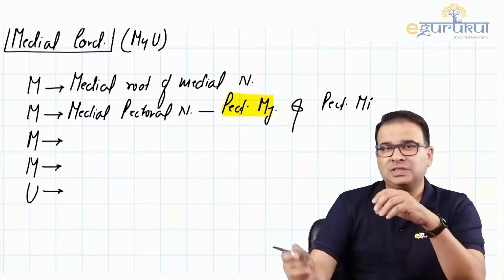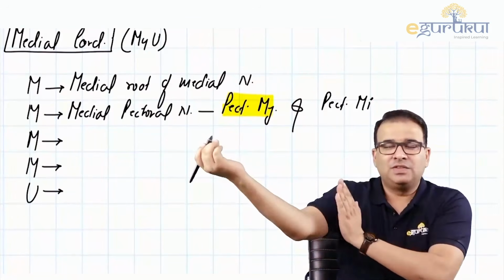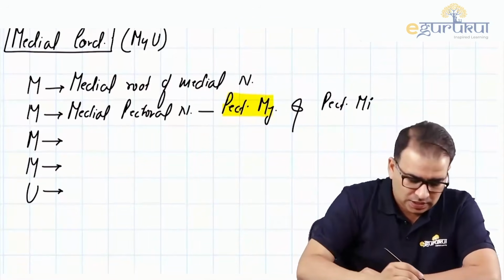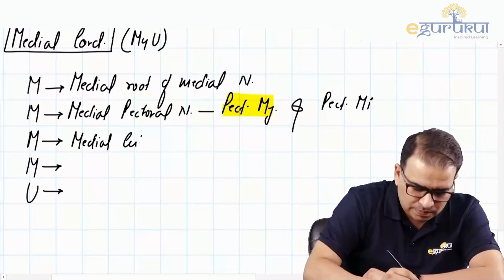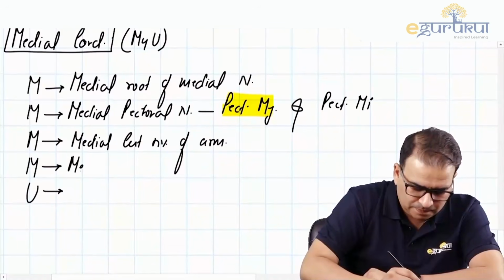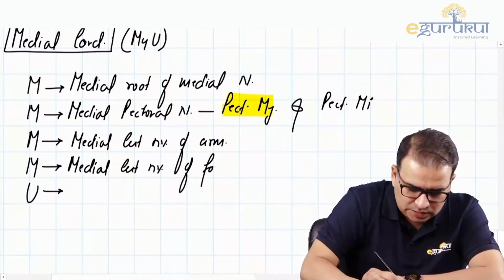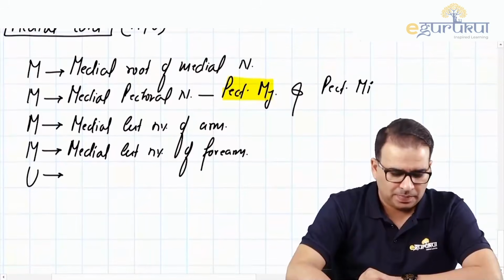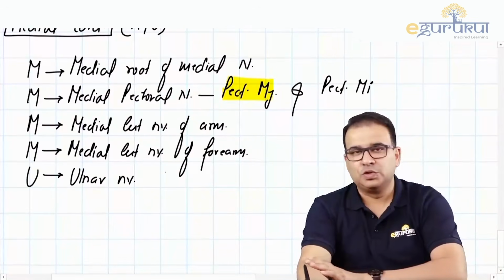Then we have the two cutaneous nerves with this name M here. One supplies the skin of the arm, and one supplies the skin of the forearm. So we have the medial cutaneous nerve of arm, and the medial cutaneous nerve of forearm, supplying the skin. And then U stands for the ulnar nerve. Again, we'll discuss this major nerve separately in detail.